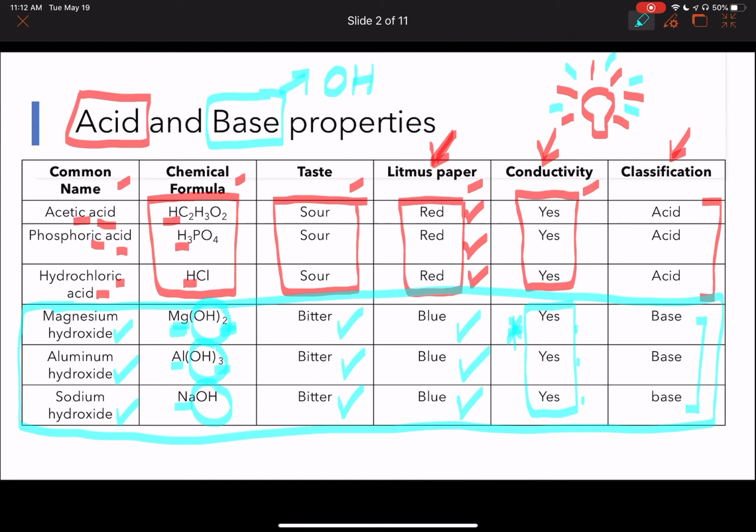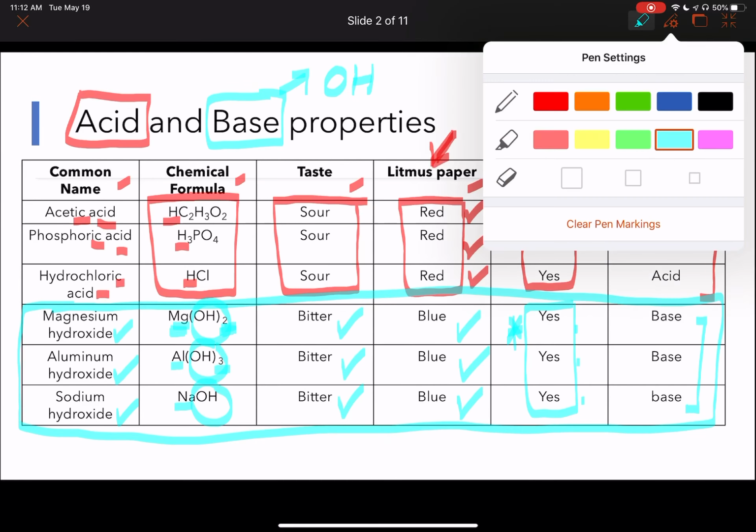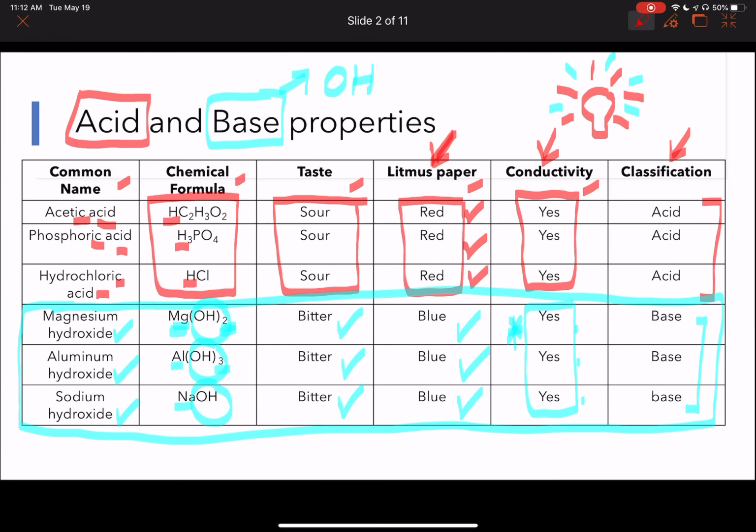If we look back, bases are going to have the OH ion in the back, whereas acids are going to have the H ions in front.